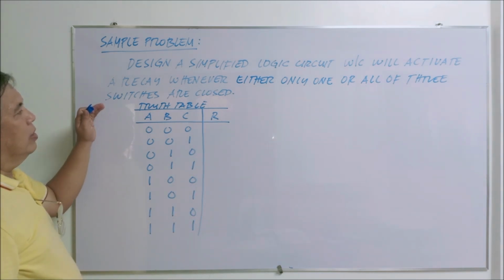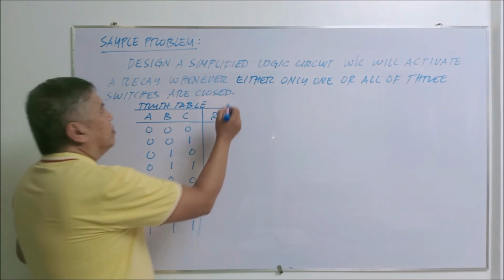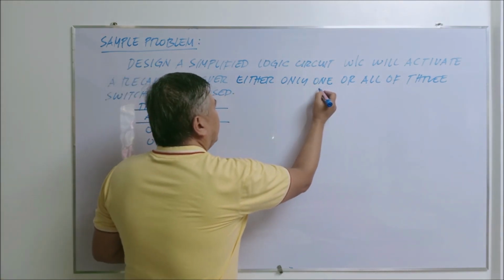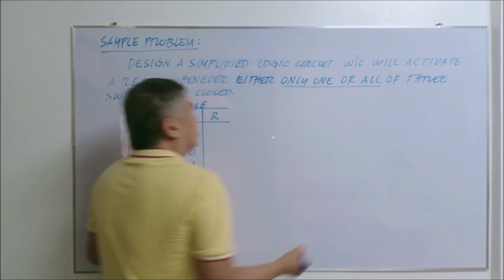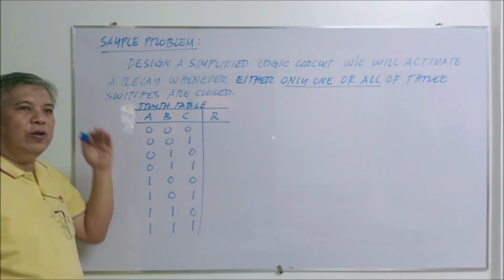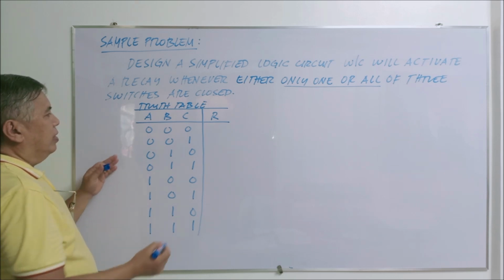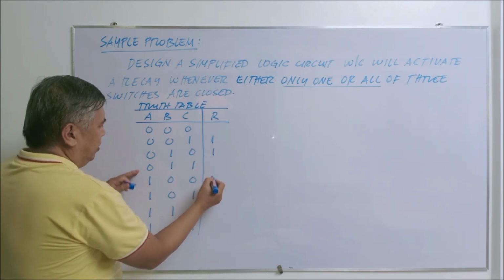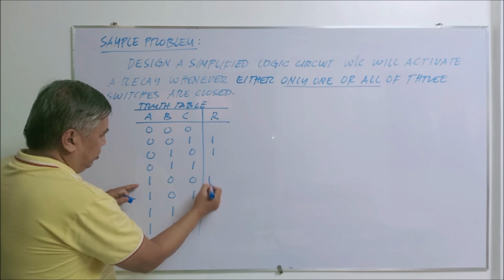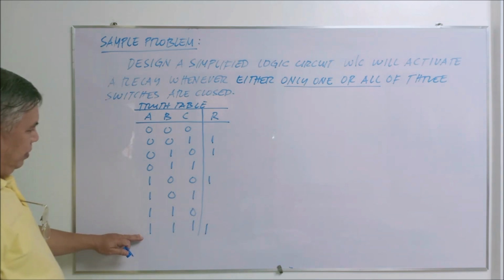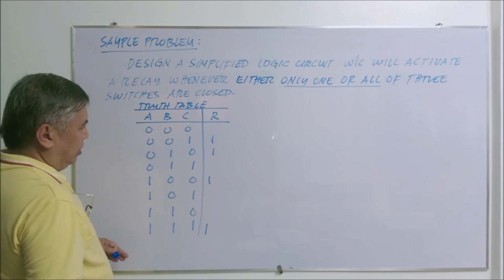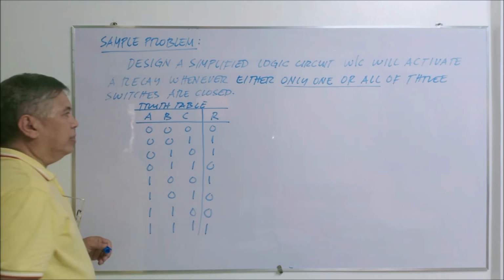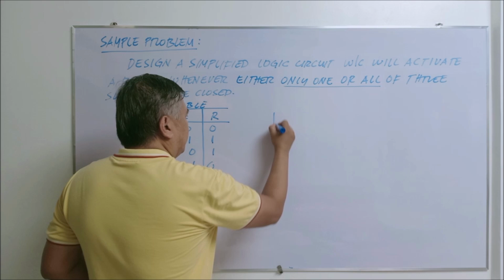The problem says it will activate a relay whenever either only one or all of the 3 switches are closed. When you say closed, that means 1. So only one 1 here, or all of the 3 switches are 1. That will be your output R, so the rest will be 0. Okay, so we make a K-map representation.